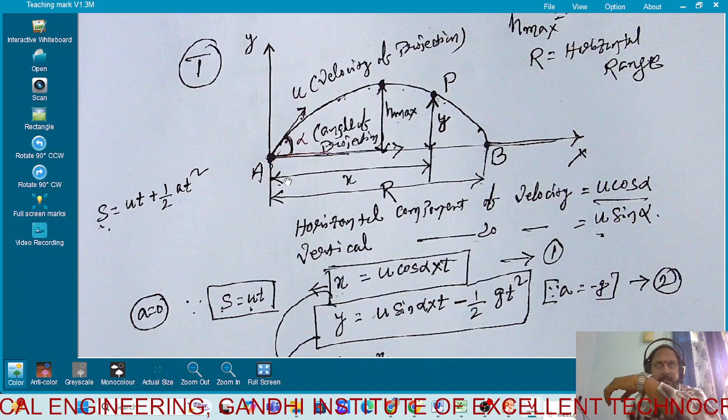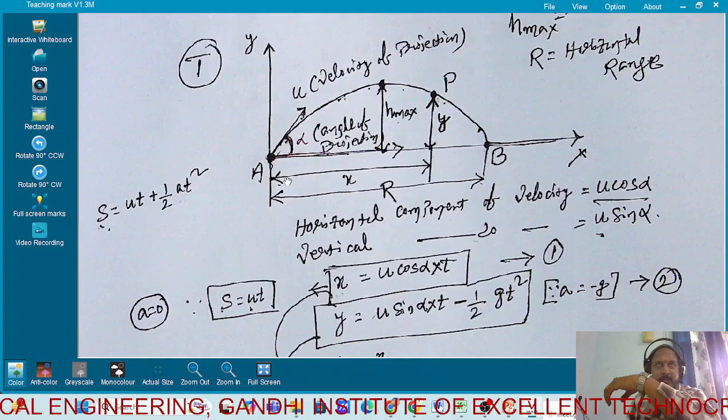Now, when we are talking about H max, I am drawing the rough diagram. This is the diagram which I have drawn from A to B, and the particle which is attaining the maximum height is called H max. Now my question is, what is the initial velocity in vertical direction? Zero. At this particular point I am talking.